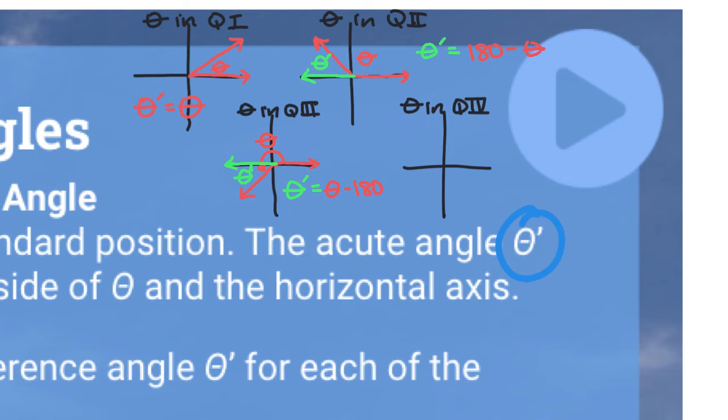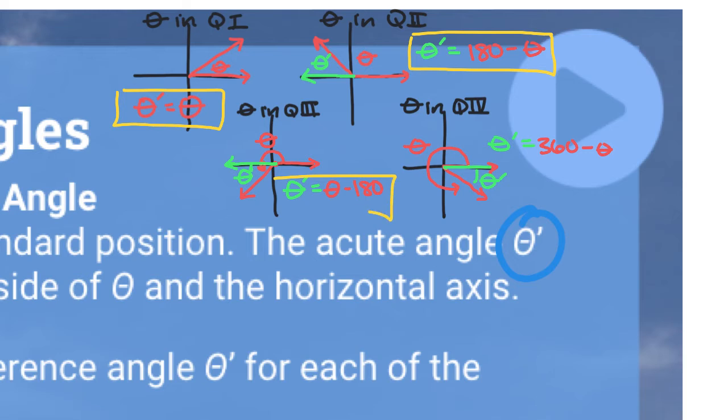And then we have one last scenario, and that is where your original angle is in quadrant 4. So this is a very large theta. And in this case, the closest x-axis is right here. So this is your theta prime. And in order to find that, we would say theta prime equals 360 minus theta. But in each of these cases, we have a formula that we can use to find what theta prime is.